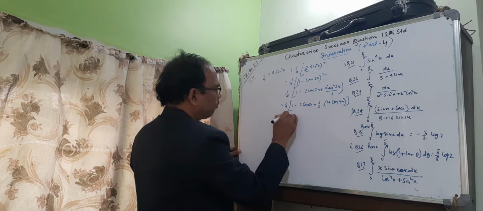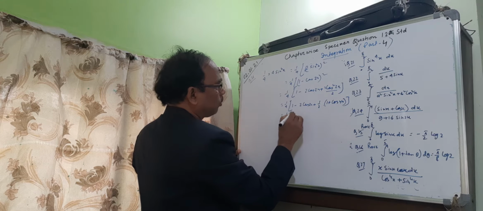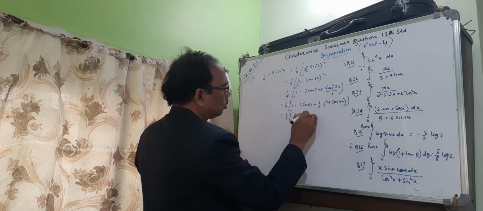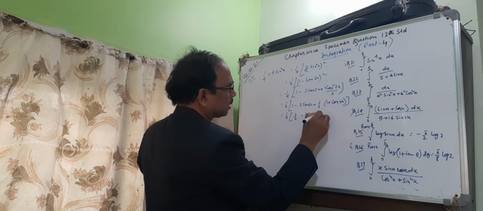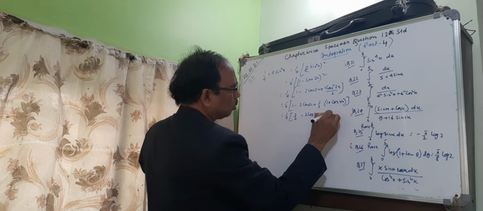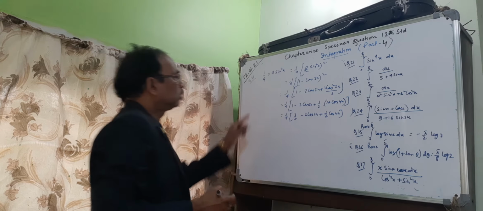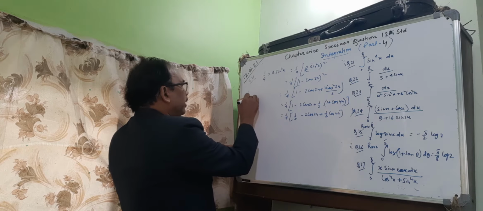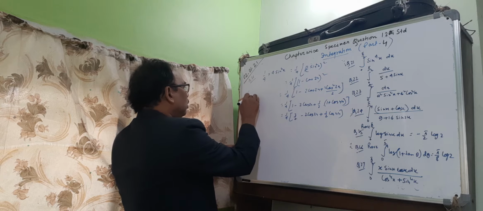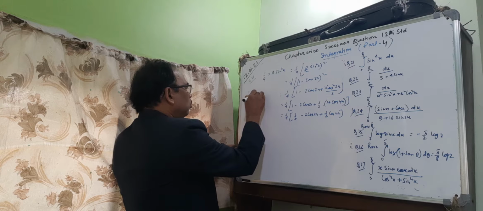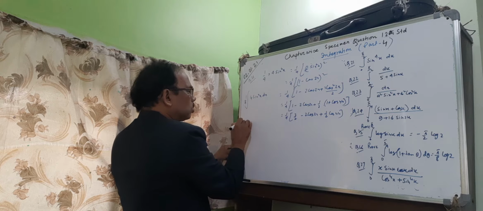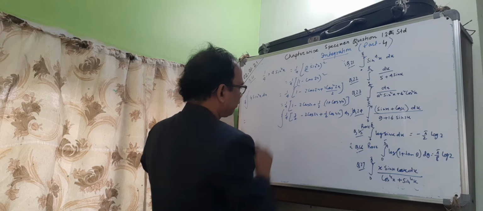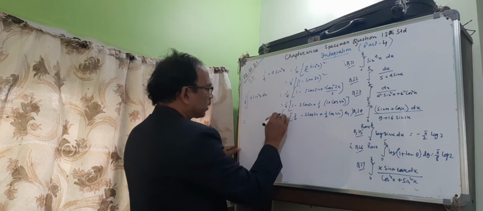That is 1 by 4, 1 plus half means 3 by 2, minus 2 cos 2x plus 1 by 2 cos 4x. So after simplification we got this. Now integration of this: integration of 1 by 4 sine to the power 4x dx equals, we can write the integration of this all over dx. Okay, 1 by 4 is outside.